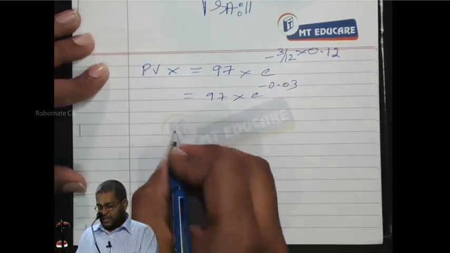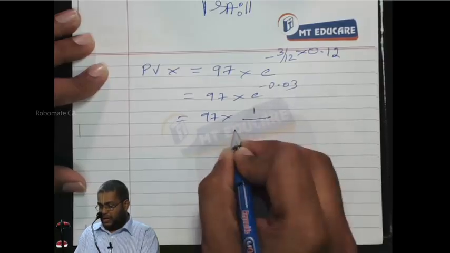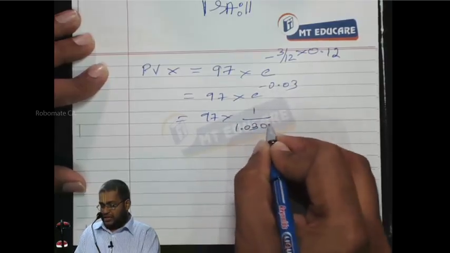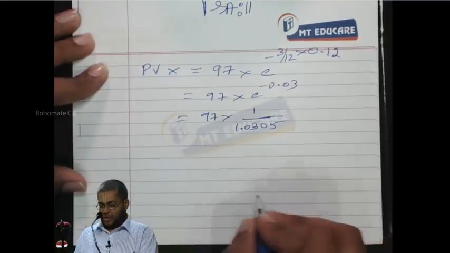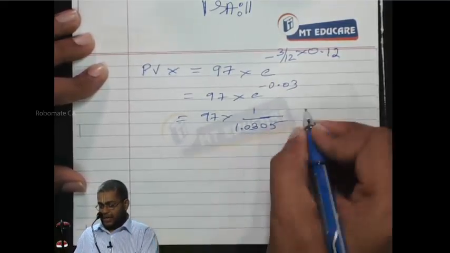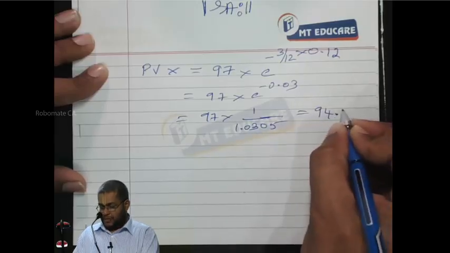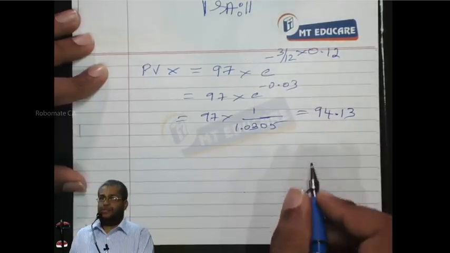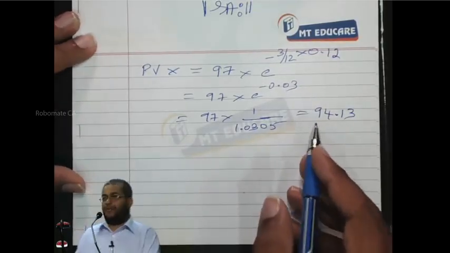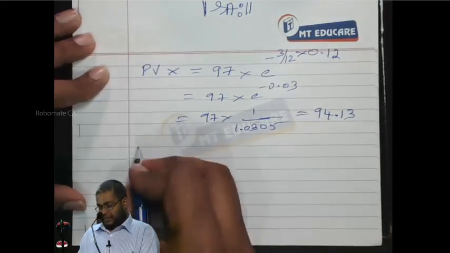And e power minus 0.03, which is equal to 97 into 1 by 1.0305. Already we calculated earlier. Yes or no? 97 into 1 by 1.0305 is equal to how much? 94.13. Okay, I believe your numbers. 94.13.